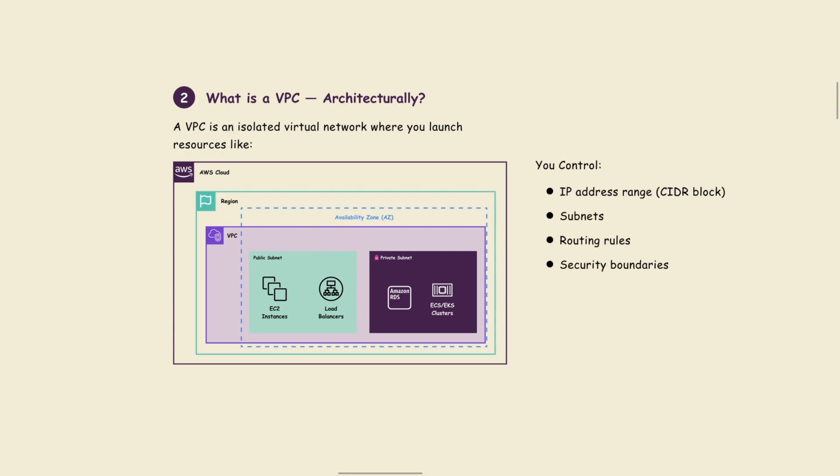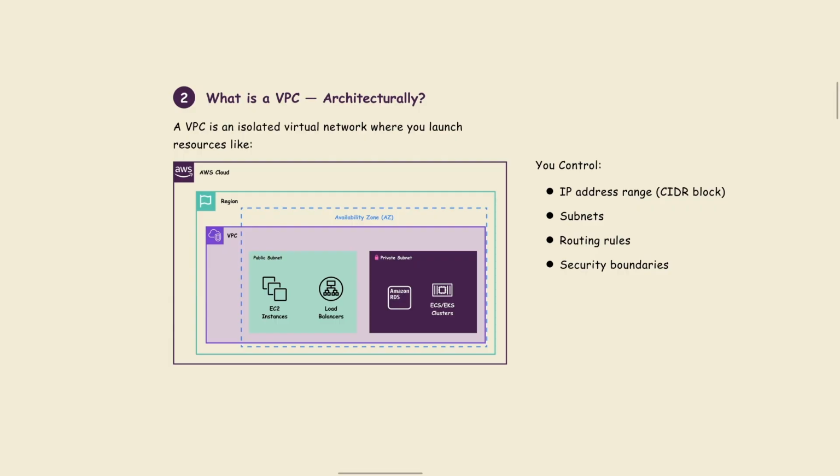Now, what do you actually control inside a VPC? You control the IP address range, defined by the CIDR block. This determines how large your network is and how many resources you can support. You control the subnets. You decide how to segment the network, public, private, isolated, and how they map across availability zones for high availability. You control the routing rules. Route tables determine where traffic flows, whether to the internet, to another subnet, to a NAT gateway, or to a peered VPC. And you control the security boundaries.